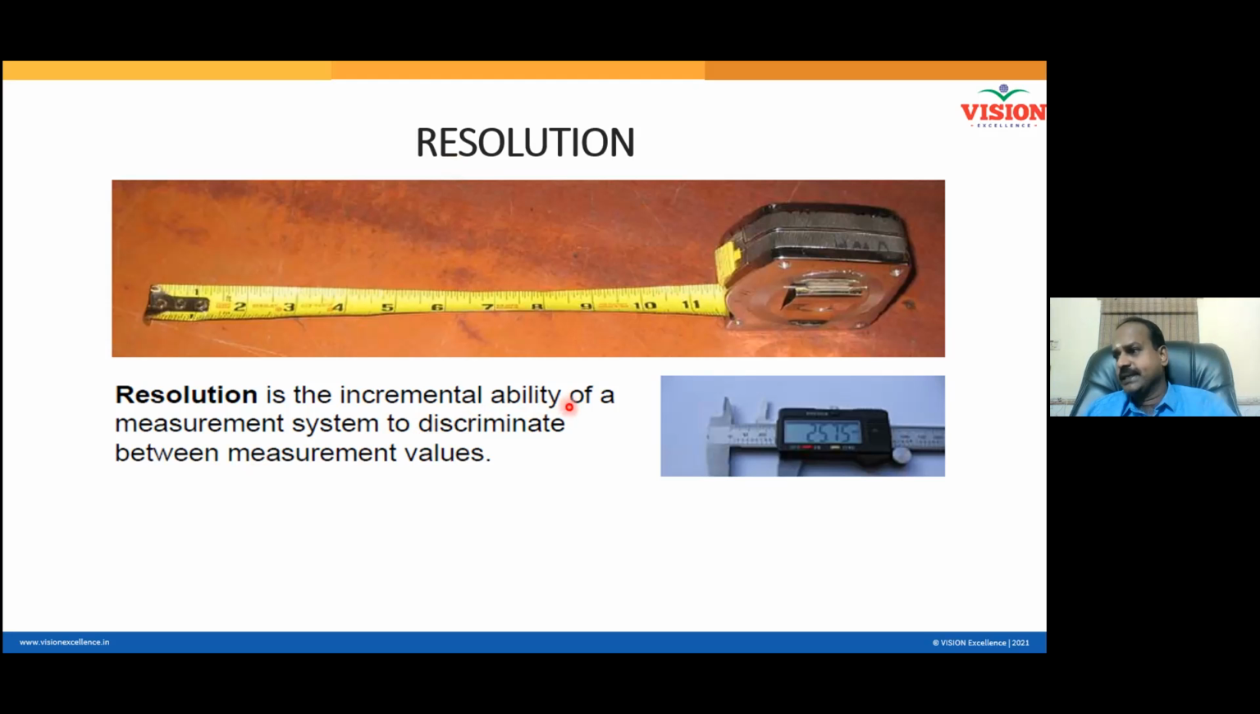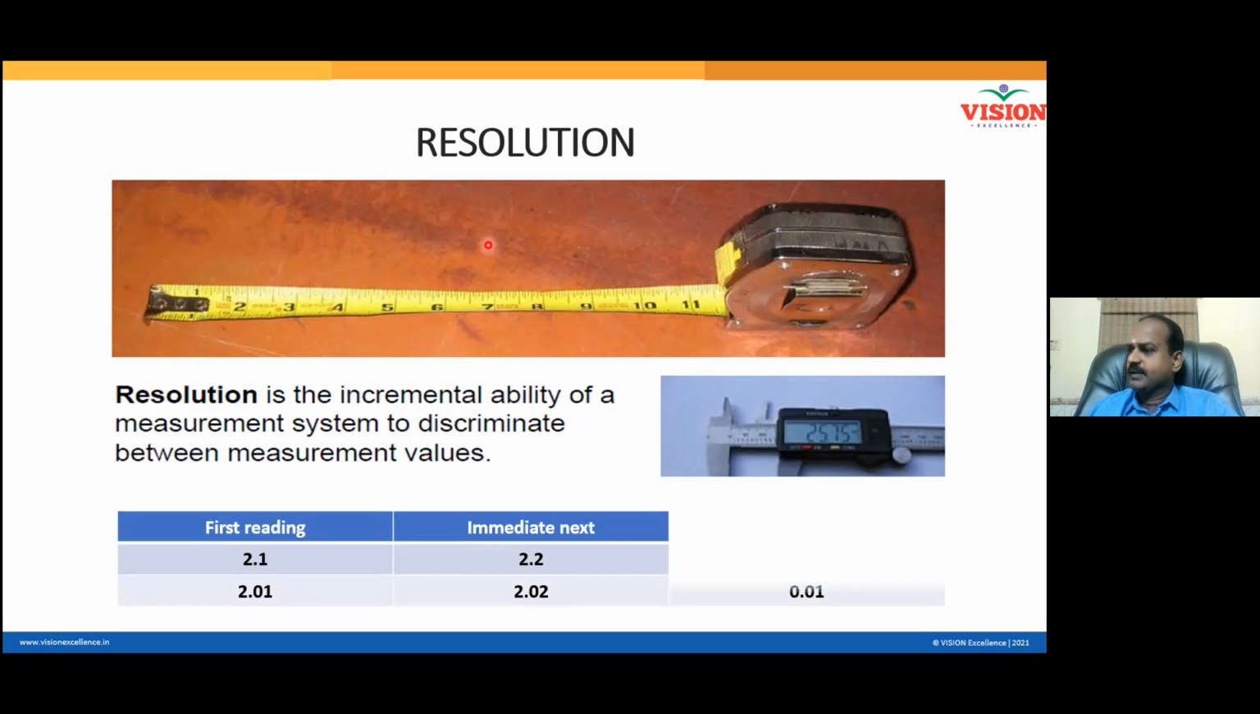So resolution is the incremental ability of a measurement system to discriminate between measurement values. If you use a smartphone to measure time, you can even differentiate two readings to the tune of 0.01 second. That much level of resolution is possible. That is what resolution says. And for a vernier caliper, the least count is 0.01. For this kind of inch tape, yesterday we discussed that it can be 0.5 mm or something. All that we discussed.